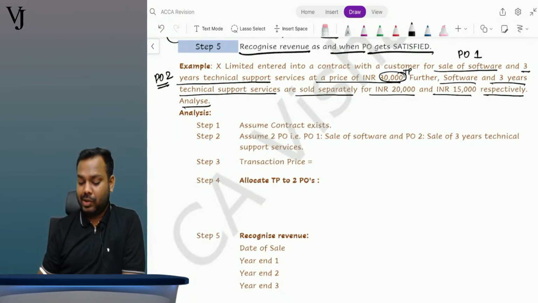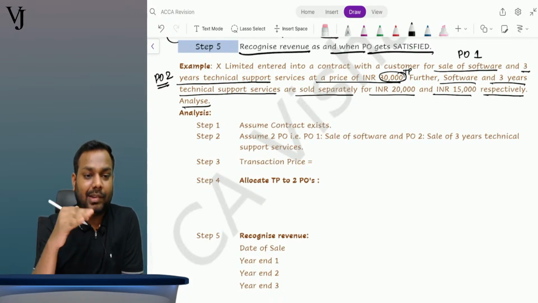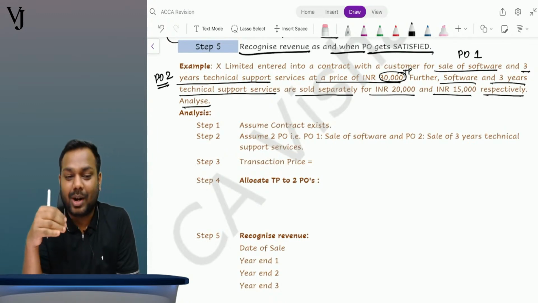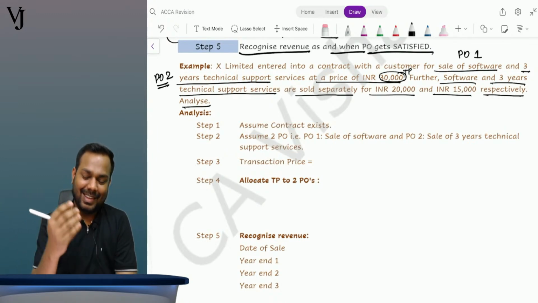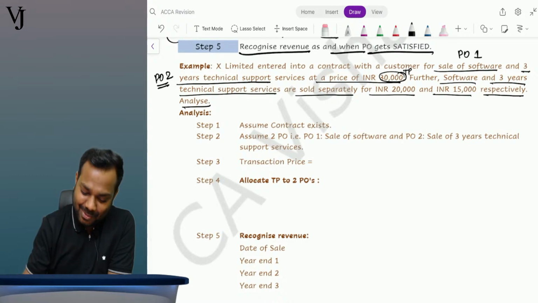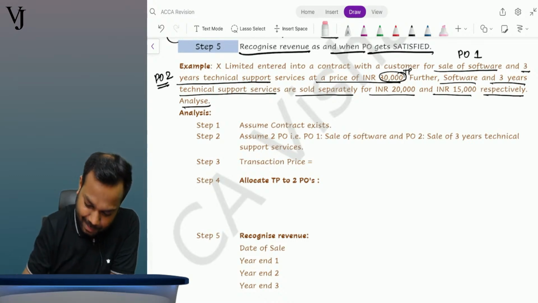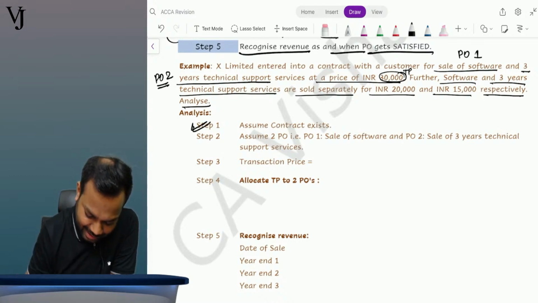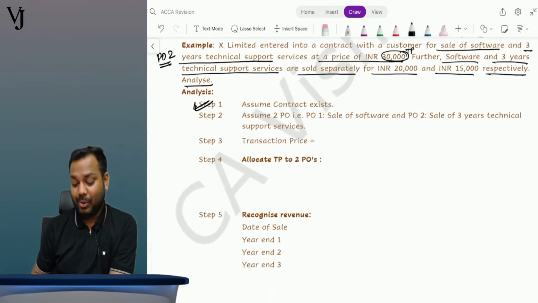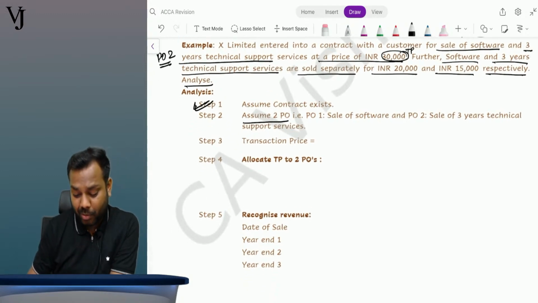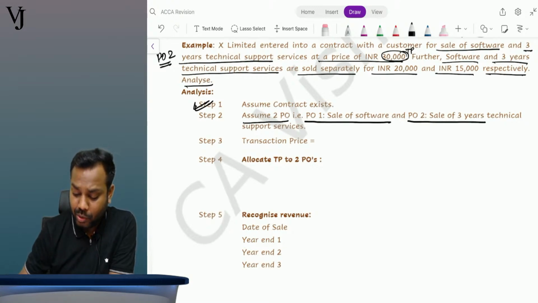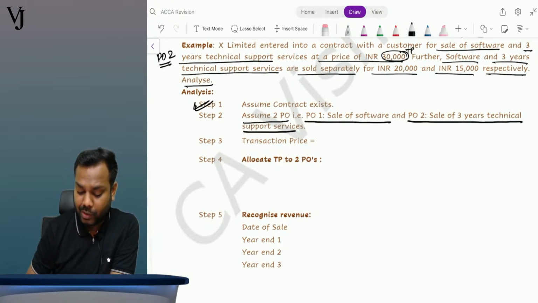Analyze. Now, step number 1, contract. So, assume contract exists. Step number 2, assume 2 performance obligations. Performance obligation number 1 is sale of software, and performance obligation number 2 is sale of 3-year technical support services.